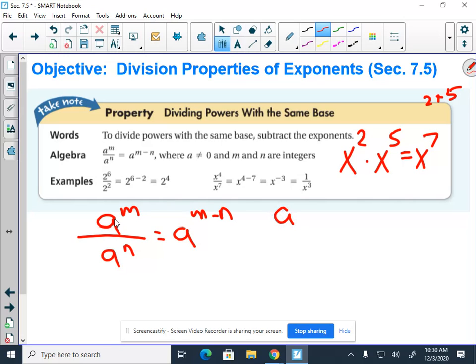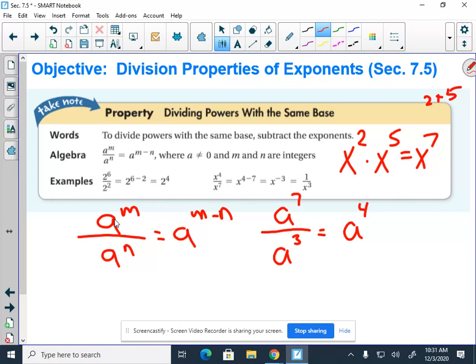So if we have a to the 7th divided by a to the 3rd, this property tells us we're going to subtract. So we get a to the 7 minus 3, or a to the 4th.